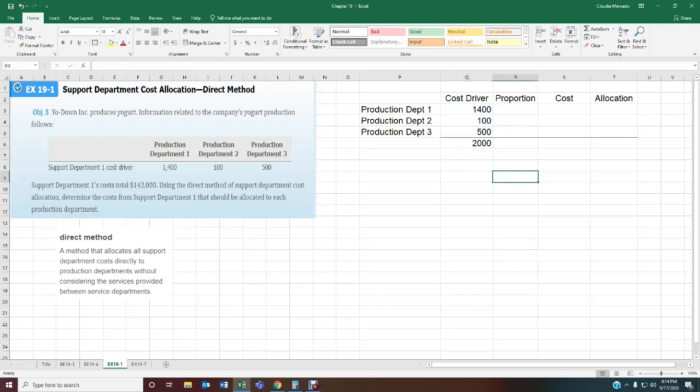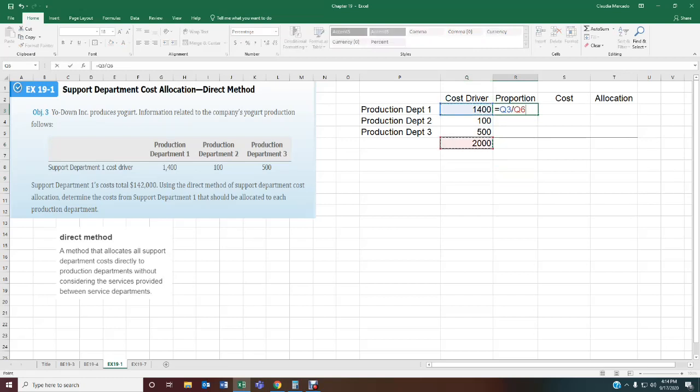Okay, now we're gonna get the proportion. Remember, how do we get the proportion? We get the driver divided by the total. Okay, the driver divided by the total, and that's going to give us our proportion.